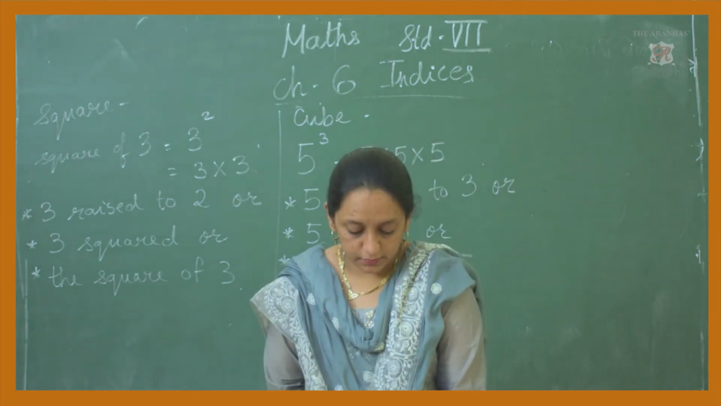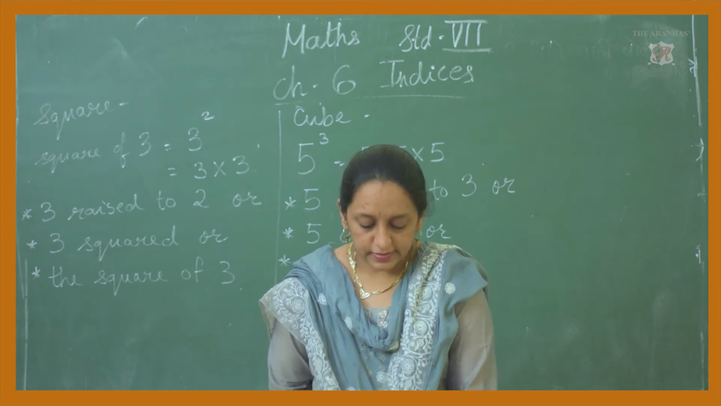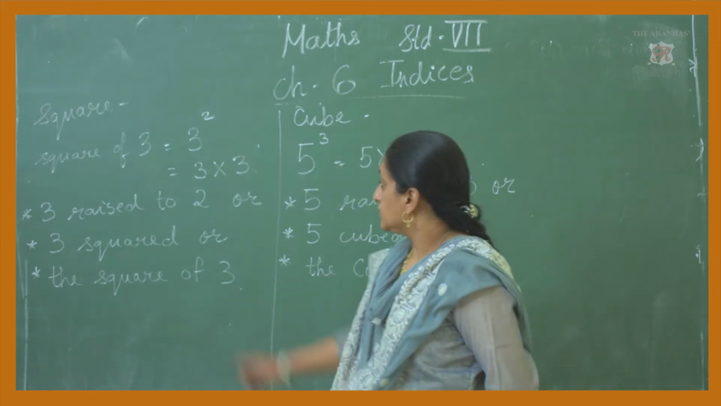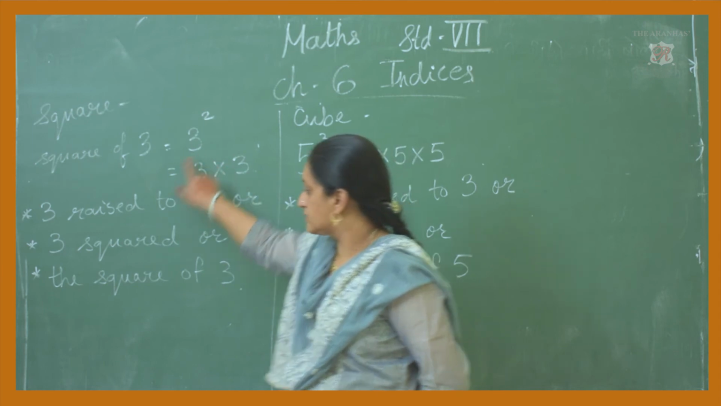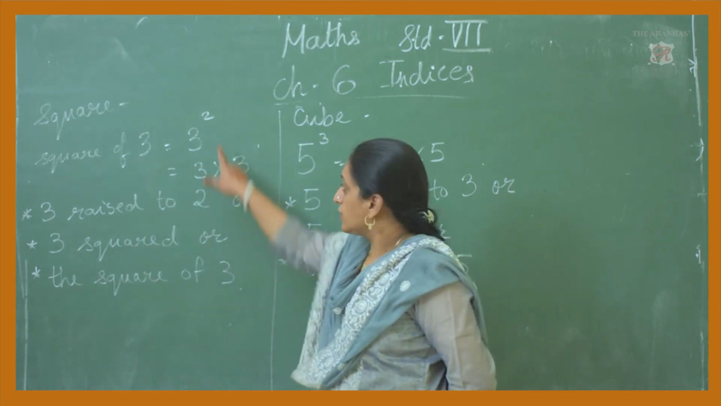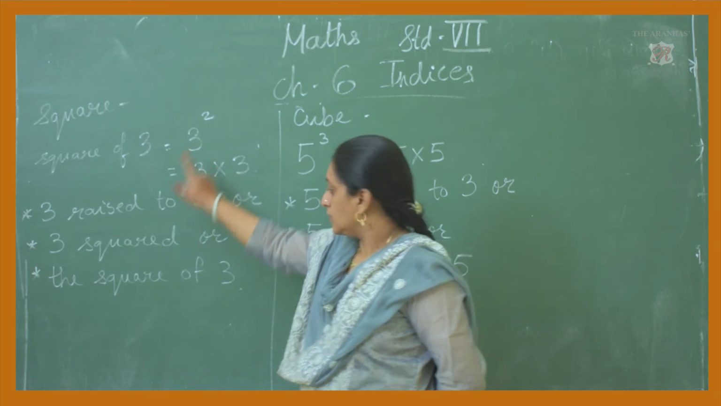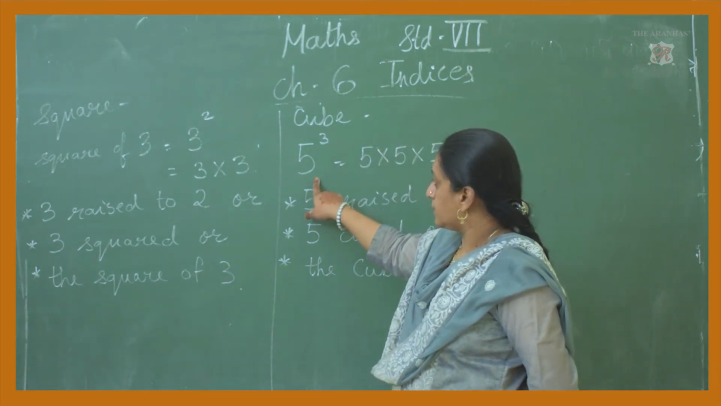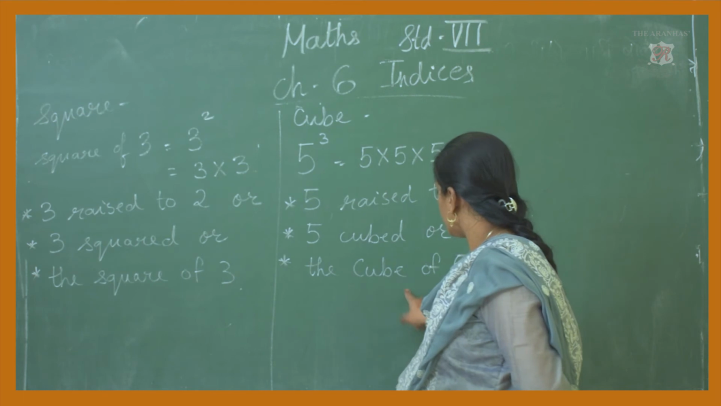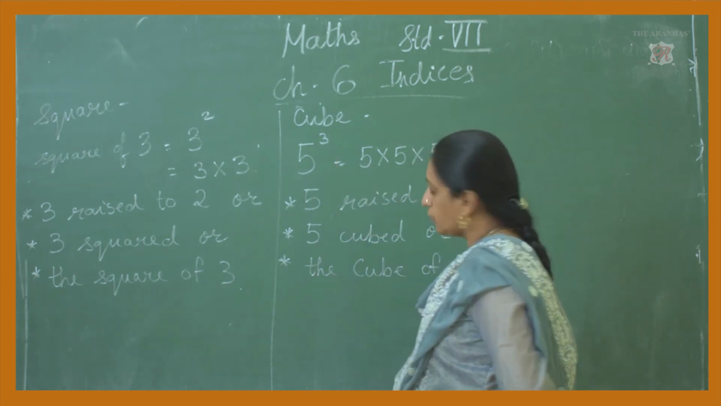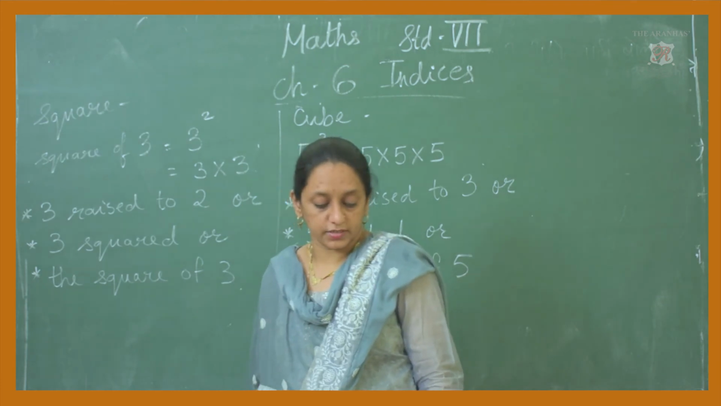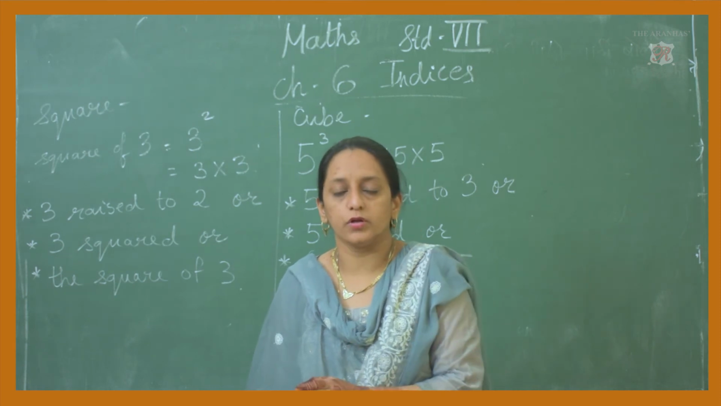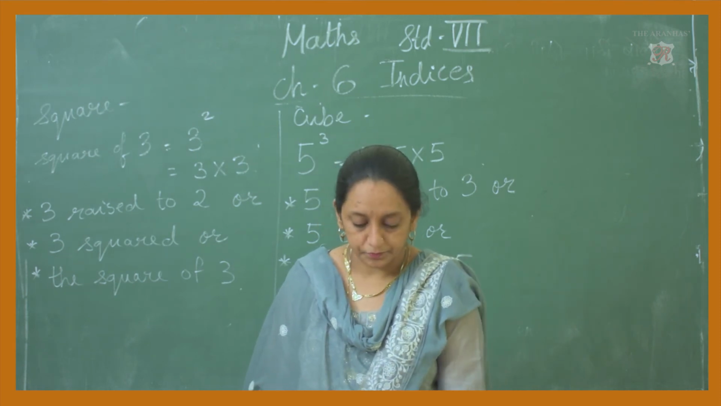Now in the blue box they have given something important. They have told you to remember: the second power of any number is the square of that number. For example, the second power of 3 is the square of 3. And the third power of any number is the cube of that number. 5 raised to 3 is the cube of 5. You have to remember these 2 sentences, because fill in the blanks or true or false can come in your exam. Second power, square of that number. Third power, cube of that number.